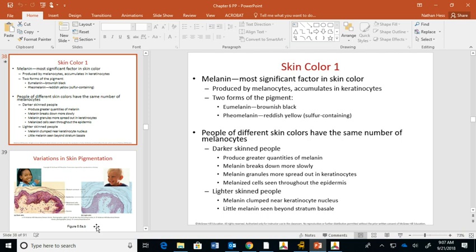In the dark-skinned people, the melanin does break down slower. So they produce greater quantities, but it also breaks down slower. And the melanin spreads out more throughout the whole epidermis. Whereas in the lighter-skinned people, the melanin stays pretty much there in the stratum basale. There's so little of it that it doesn't really go much above that. It breaks down too quickly for that.